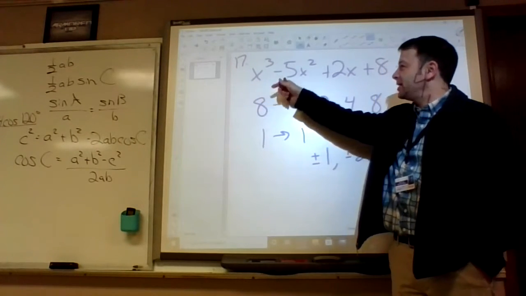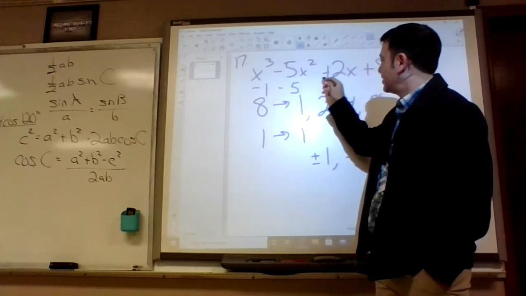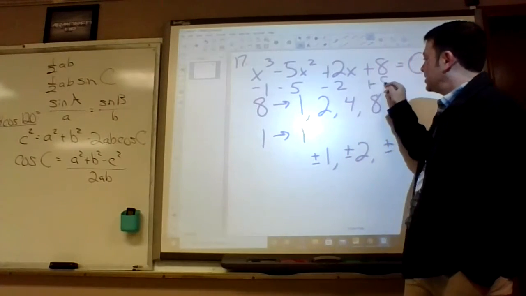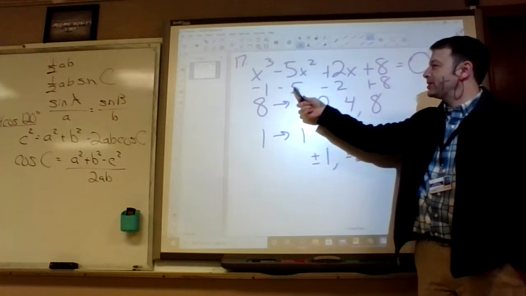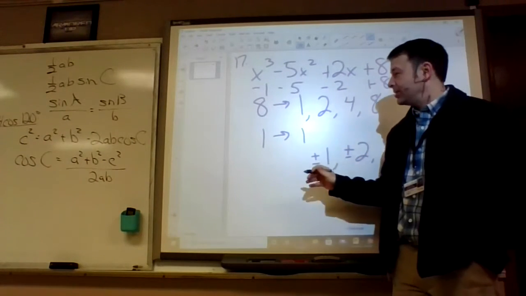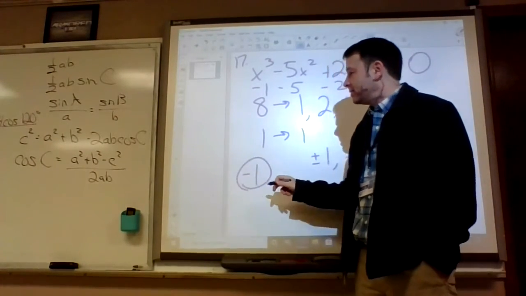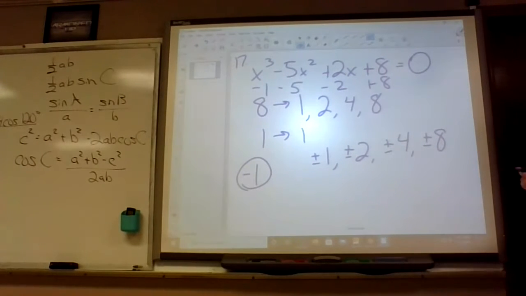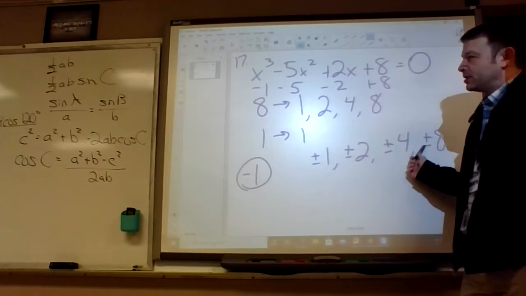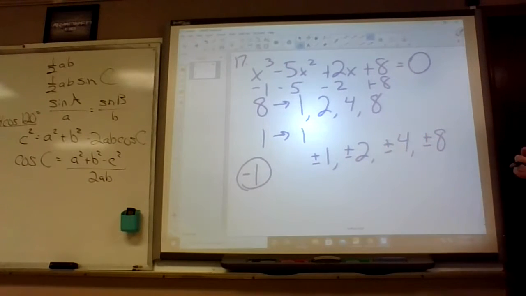Negative 1 cubed is negative 1. Negative 1 squared is positive 1 times minus 5 is minus 5. Minus 2 plus 8. Negative 1 minus 5 minus 2 is negative 8 plus 8, 0. So negative 1 is a solution. So we got 1 out of 3. Wait, so we're not done yet? No. You would have to plug in all of these, negative 2. It's possible that the rest of them wouldn't work. There's no guarantee that the last 2 answers are going to be rationals.